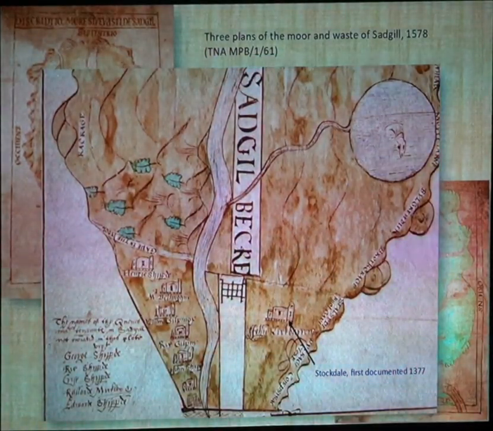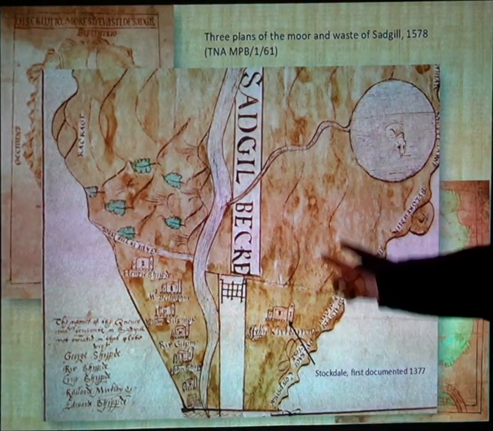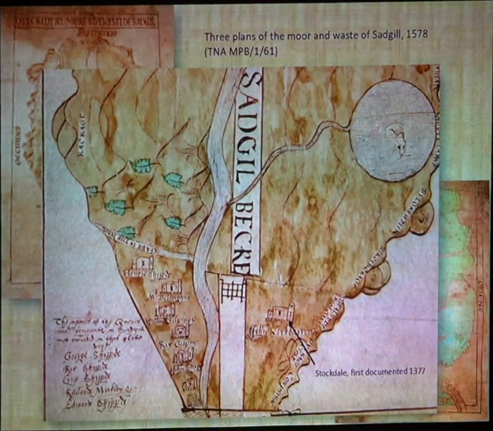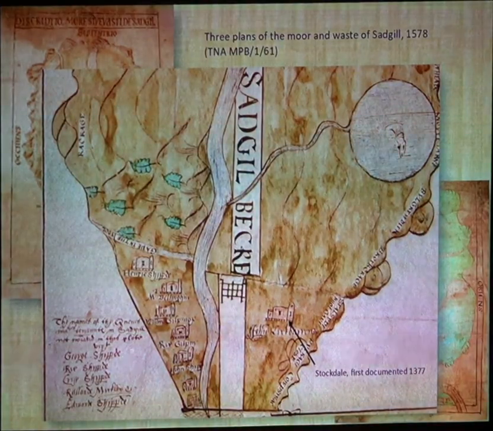There we go. This is a close-up of the middle one. We can actually identify these farms. So although they've got the tenants' names, you can actually identify them on modern maps. This is the woodland here. No farm on there in 1578. Next one, please.